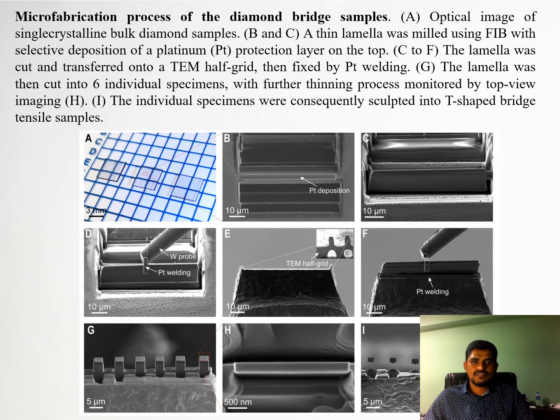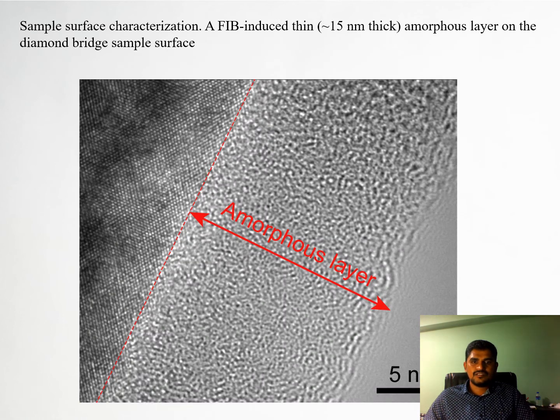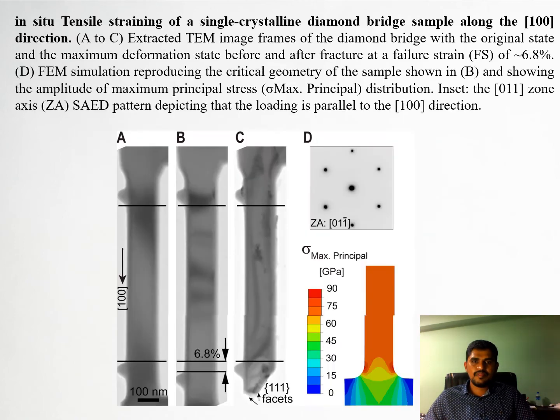And these are the microstructure images from the diamond bridge samples. And the scanning electron microscopic characterization of diamond is shown from different views: side view, top view, etc. You can see this. And these are the amorphous layer, how it looks, and the sample surface. These images are for the 100 direction bridge sample. Here we can see the 6.8% failure strain.